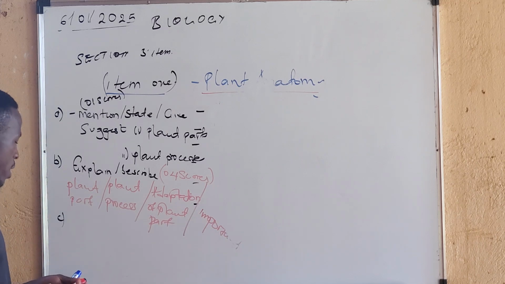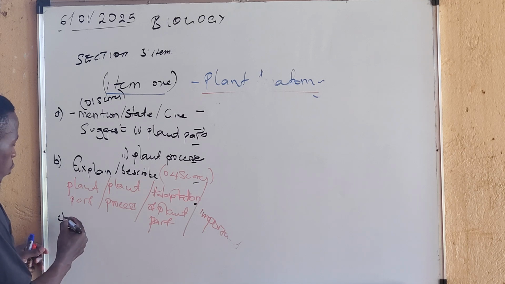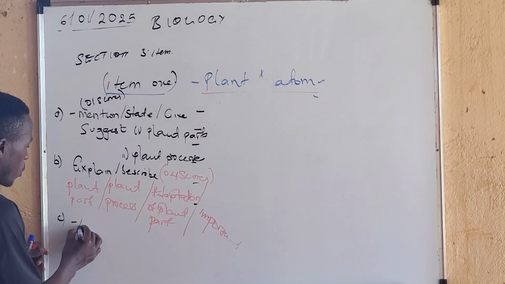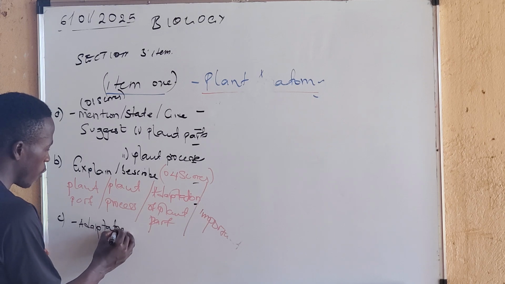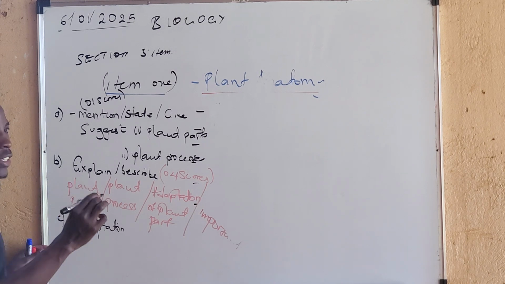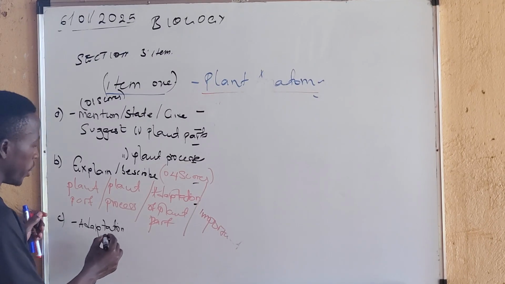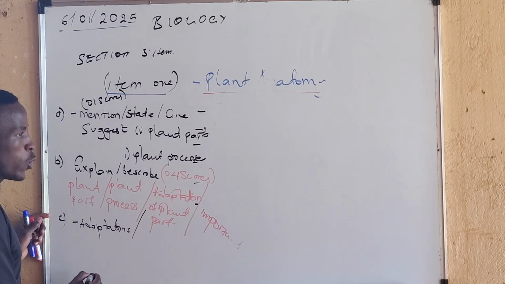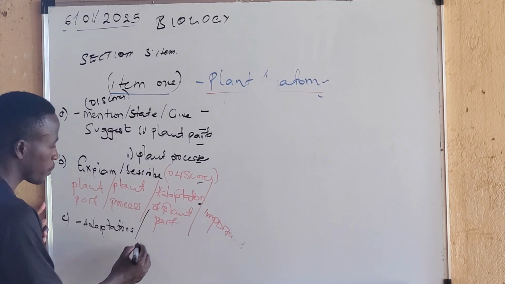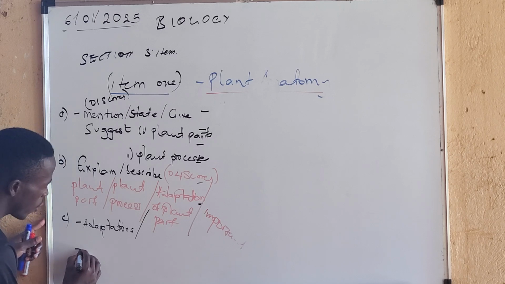Then in part C, here we shall talk about adaptation of the plants, to fight against the prevailing condition. If you don't explain adaptations, the question may require you to explain skill applicability.